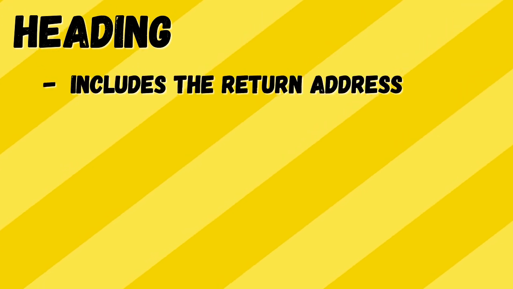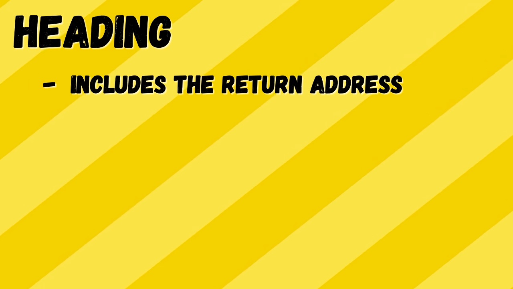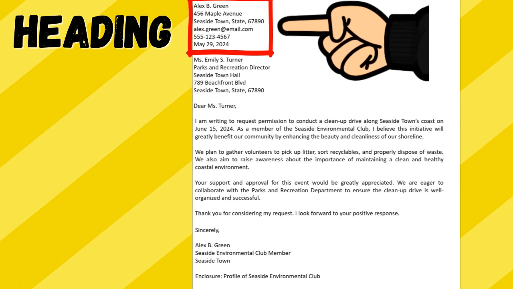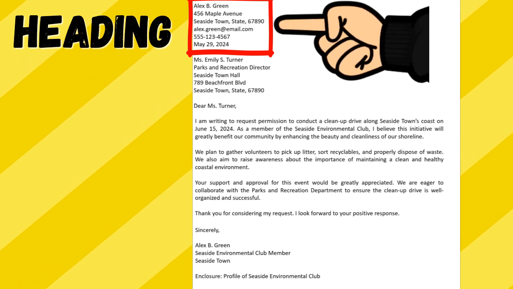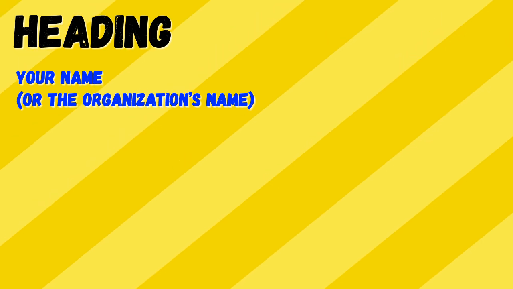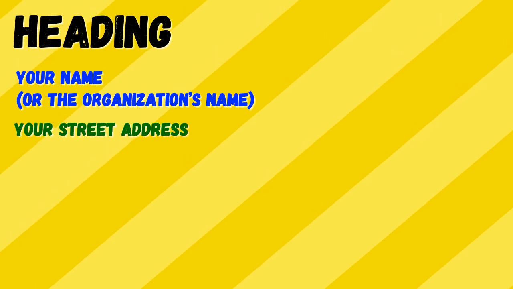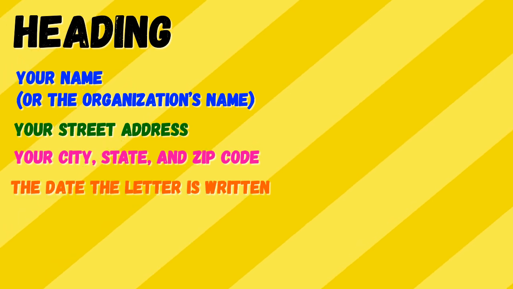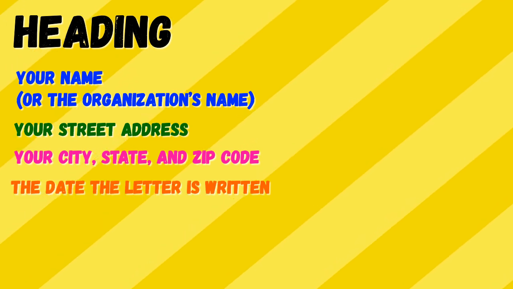Let's begin with the heading. The heading typically includes the return address, which is where the sender is located. This is usually written at the top left corner of the letter. Here's what should be included: your name or the organization's name, your street address, your city, state, and zip code, the date the letter is written.